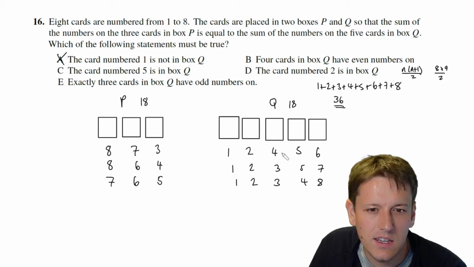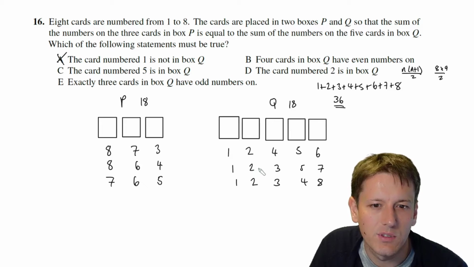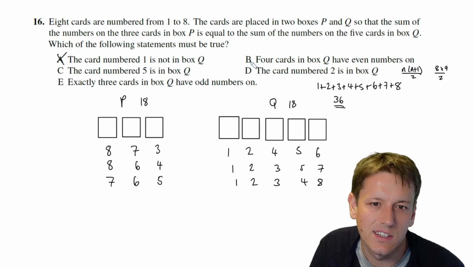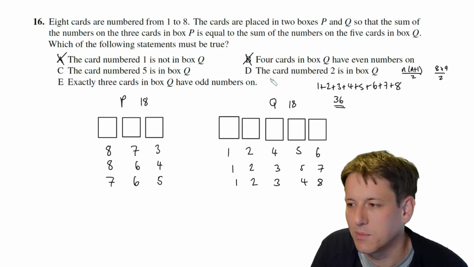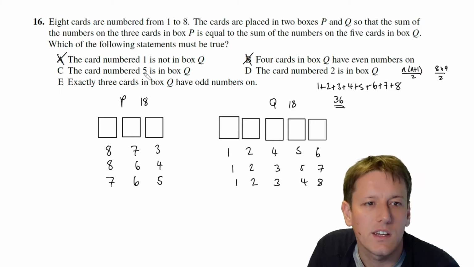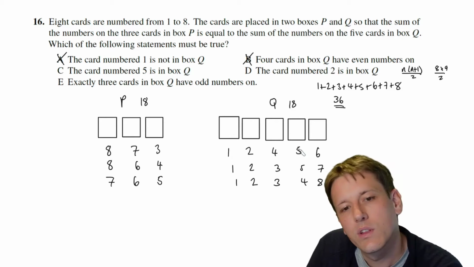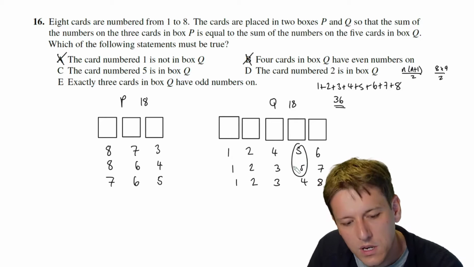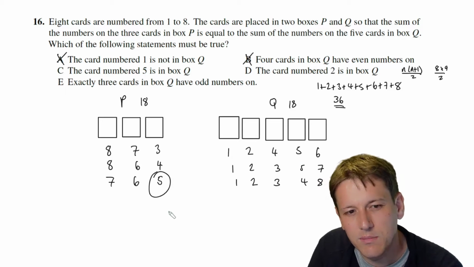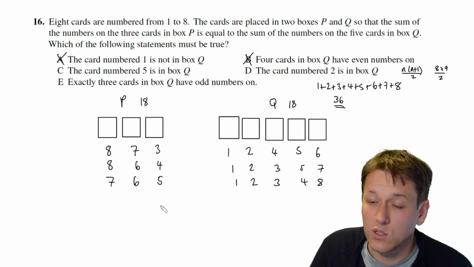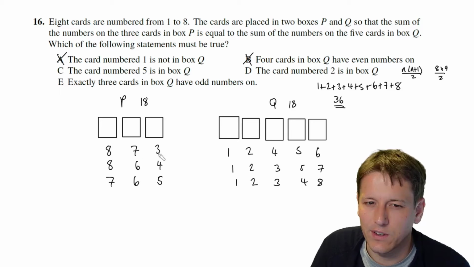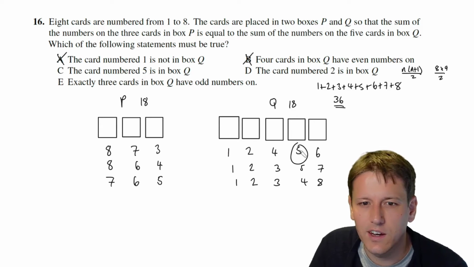In the first case here, only 3 have even numbers on them, only 1 in the second, and only 3 in the last one. So again, it's actually never true. So we're looking for something that's always true. Card number 5 is in box Q. Well, the card number 5 is sometimes in box Q, but in the last option here it's not, it's in box P. So you could get caught out in this question if you just found one option and said, ah, yeah, okay, 5 is in box Q.